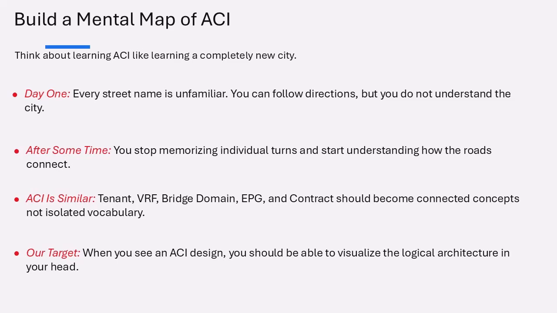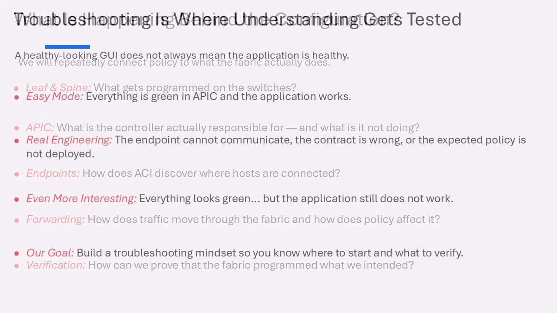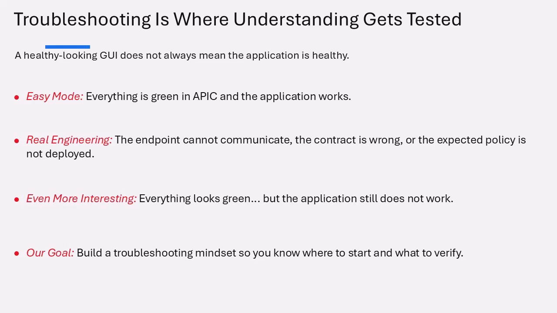So after you live in that city for some time, you don't need somebody giving you directions anymore. You have a map in your head. You understand how everything connects, and that is exactly what we want to build throughout this course, the map. So eventually, when someone says, we have two EPGs in this tenant, they are associated with this bridge domain, and communication is controlled using this contract, and on and on and on, you shouldn't have to memorize what that sentence means. You should be able to visualize it. And even more importantly, when it doesn't work, you should have an idea of where to start looking.